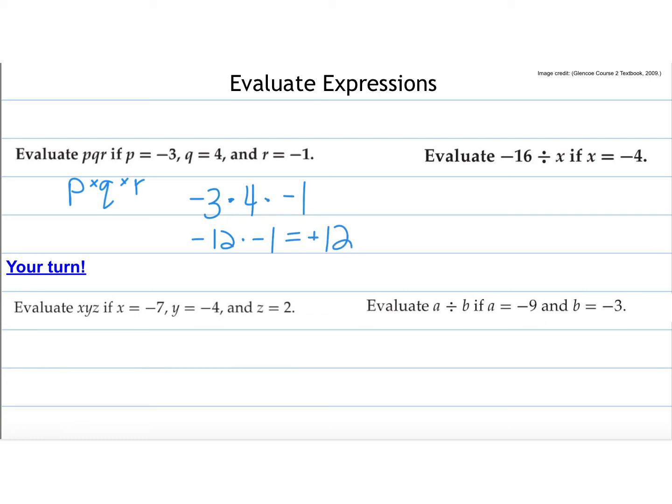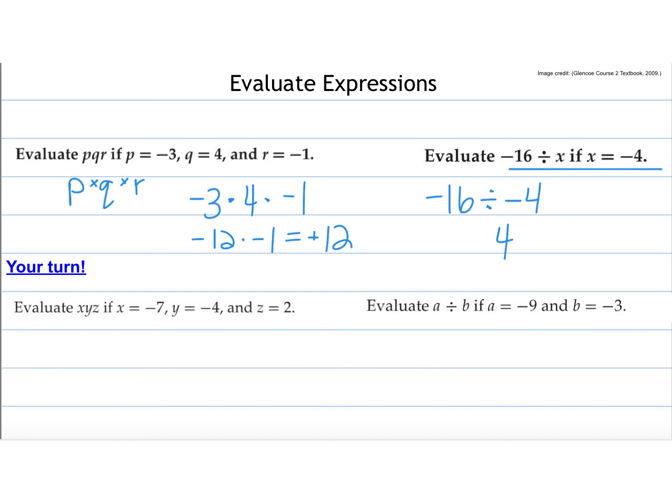Next one, evaluate -16 divided by x if x equals -4. So again, make sure you have the whole problem written down so that you understand when you're going to look back at your notes what's happening. So -16 divided by, we're going to plug -4 in for x. 16 divided by 4 is 4, and a negative and a negative make a positive. So a +4. Now pause, try these two on your own.